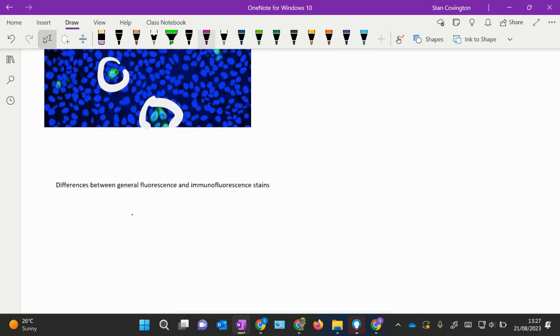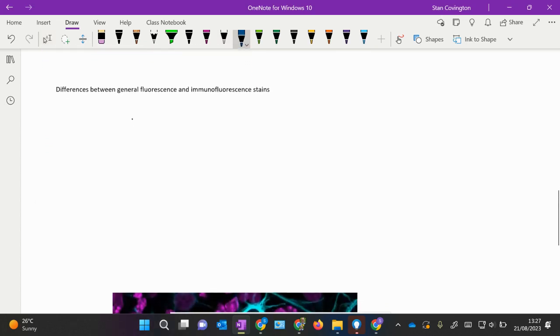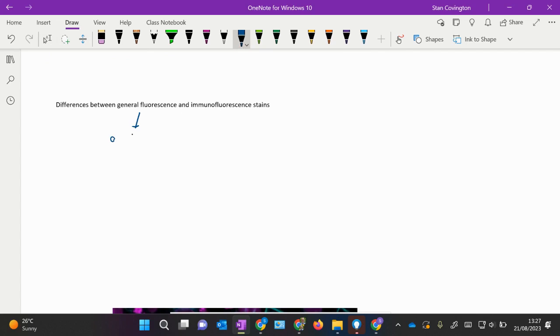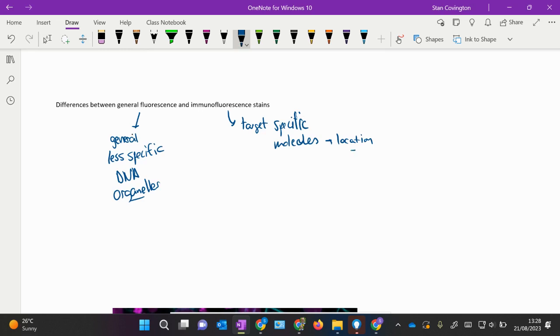Now, what are the general differences between general fluorescence and immunofluorescence? General is really just, it's more general, right? It's less specific. So you can look at just tagging DNA, not a specific part of DNA, just DNA, organelles, and other parts of the cell. Immunofluorescence targets specific molecules, right? So you can look at their location, and in a lot of cases, the amount, how much they fluoresce.